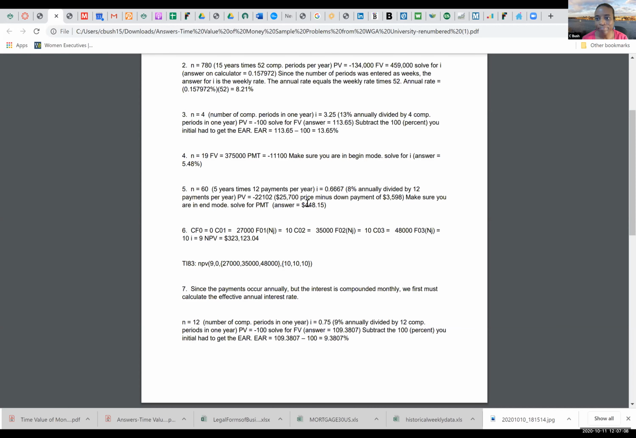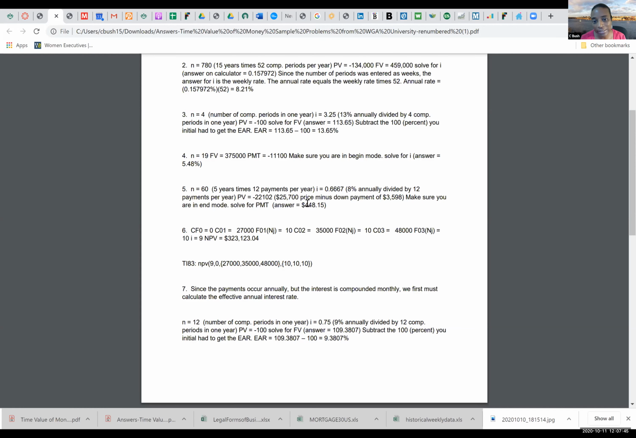No. Okay, I think that's where I went wrong, because I did that before I typed it in. So should I just put 0.667 into the I? No. The easiest thing to do is, when it says 8%, just put 8 divided by 12. So when you go to I, just literally type 8 divided by 12 and hit enter. Oh, okay, that helps. Does that work? That works. I think I did it before, like I typed in my calculator what it was.